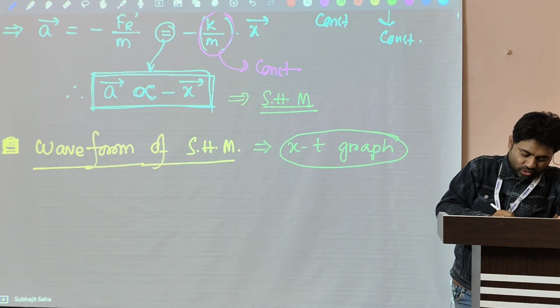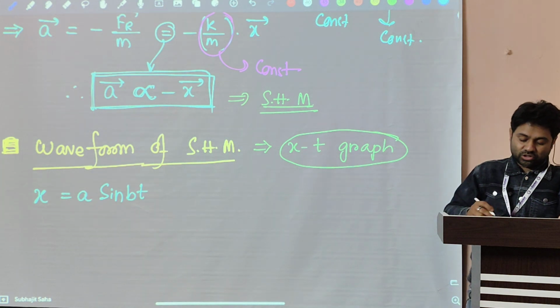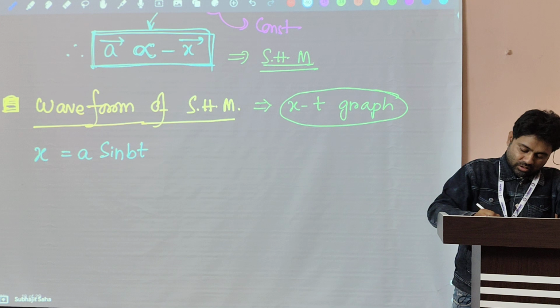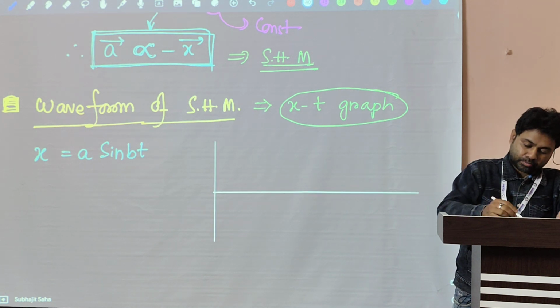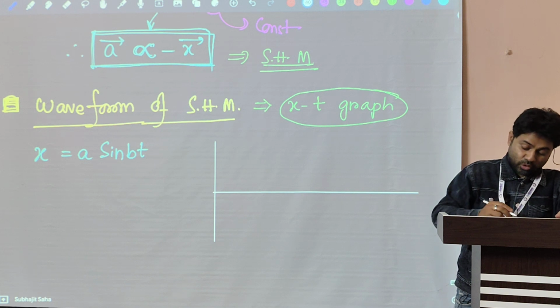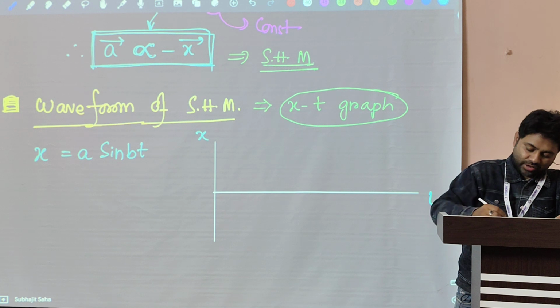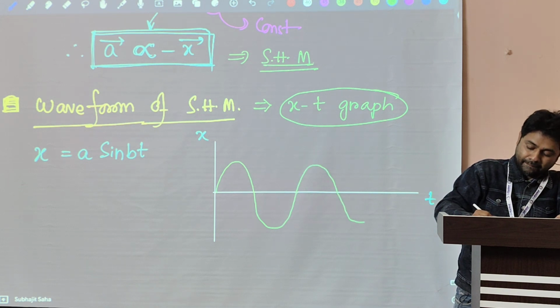So let's take the simplest form, x equals a sin omega t, a sin bt, where a and b are constants, as we just learned. If you plot this on a graph like that, we already learned the graph would be a sinusoidal graph. Just draw it by yourself. There will be repeating waves like this and so on.